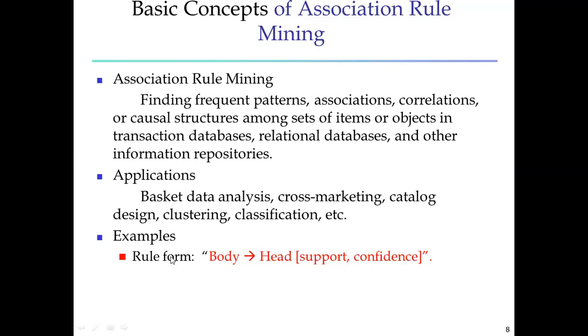An example of association rule mining is body tends to head, meaning if the body is there then the head is there, with respect to support and confidence. Support is that both body and head are together. Confidence is that the head will be there, provided that the body is there. That is the confidence.